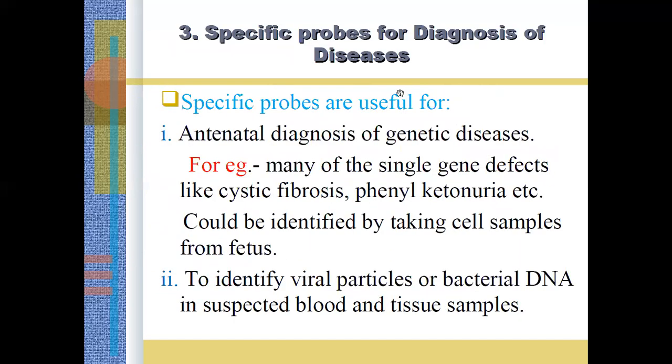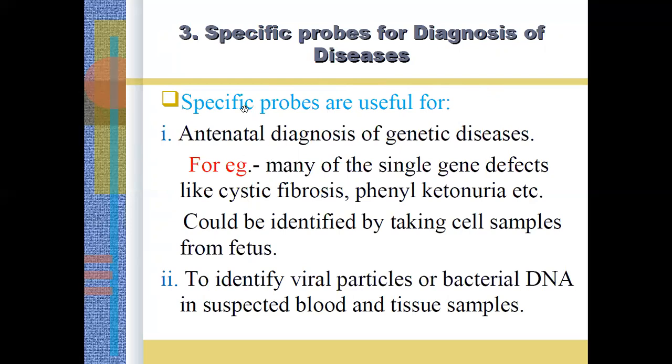Now, specific probes for diagnosis of diseases. So what do we mean by specific probes? A probe is nothing but a nucleotide chain. A short polynucleotide chain would act as a probe. So why are we designing a specific probe? Because we know that due to base pairing with the complementary DNA, these probes can easily detect the particular gene which is defective or which is the cause of a particular disease.